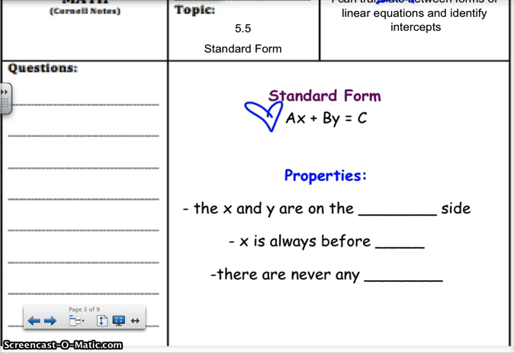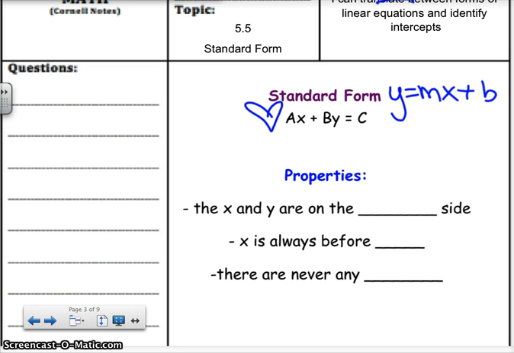What's confusing to a lot of kids is I've always told you to get y alone, get y by itself. What I'm really making you do is get y in the slope-intercept form. The only time standard form is important is when we're talking about intercepts, okay?